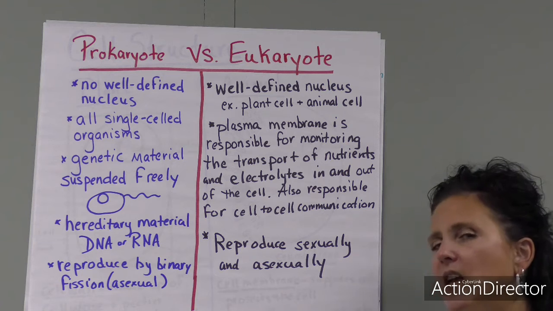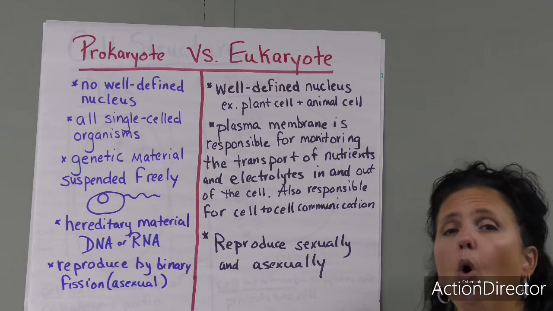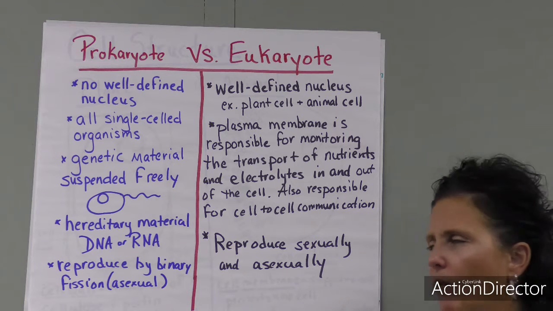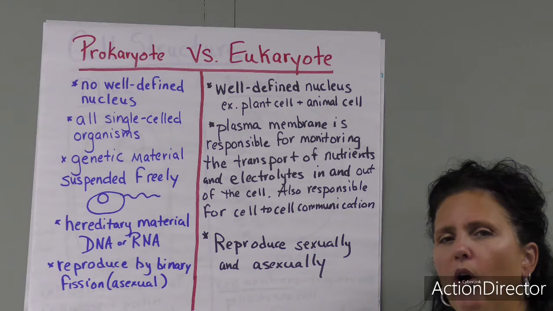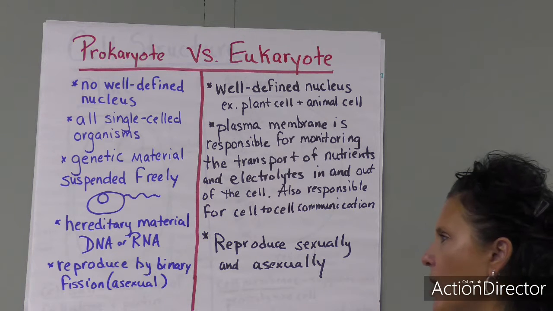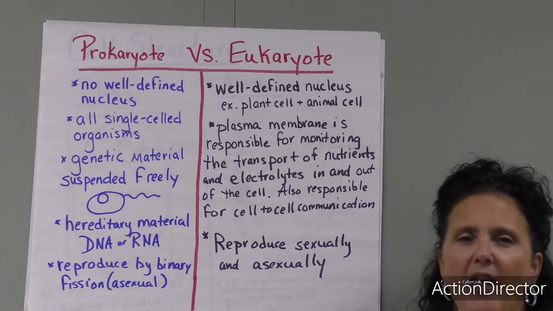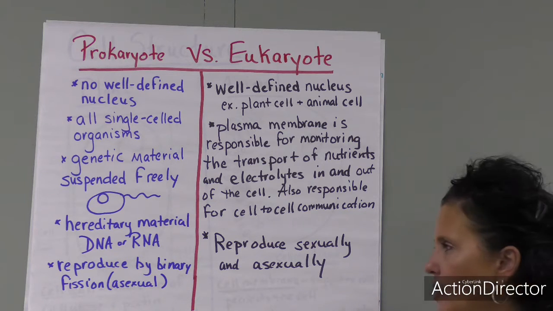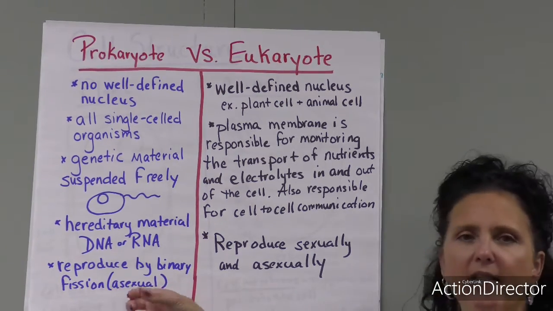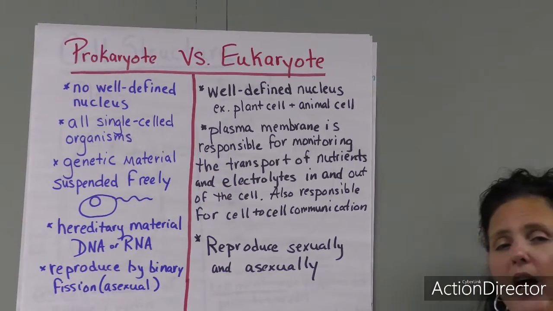In prokaryotic cells, our hereditary material can be DNA or RNA. And we'll look at RNA a little bit later on when we look at heredity. But we're just looking at here, are we coding for genetics, or are we coding for proteins, and we'll talk about that. And they reproduce by what's called binary fission. That's an asexual form of reproduction. A means without. And so these are without having sex. That's how they reproduce.